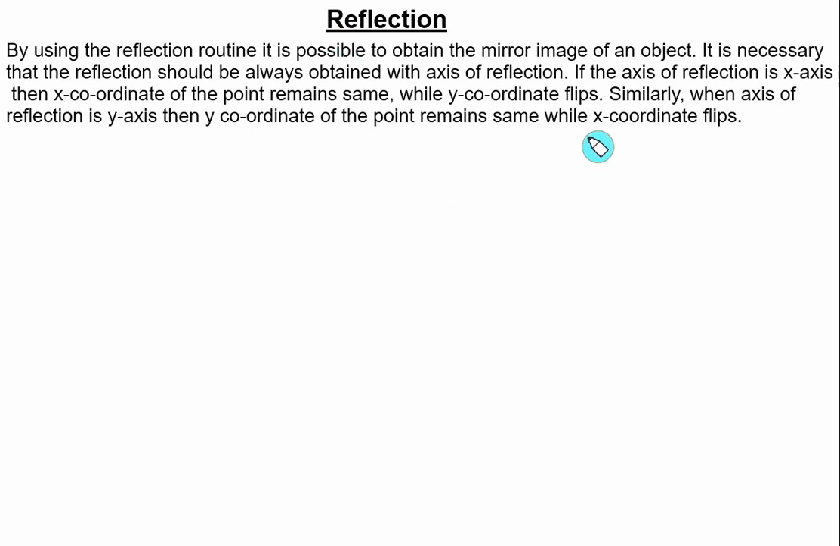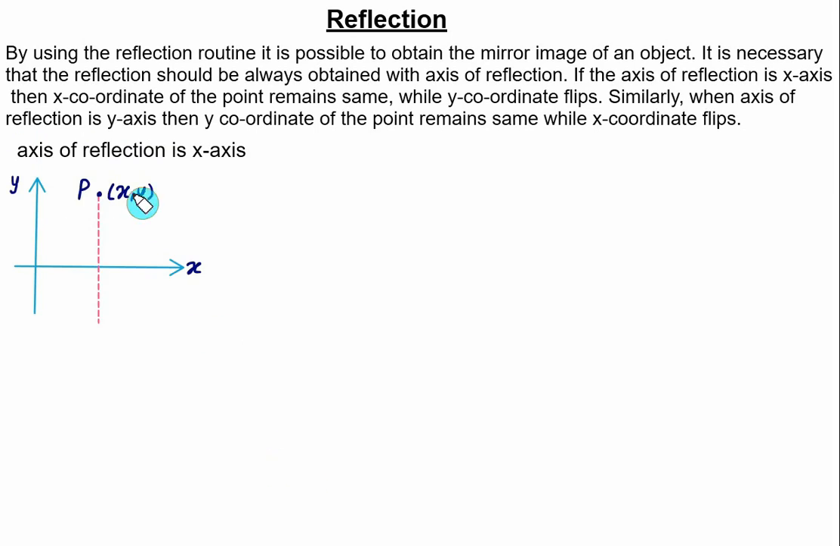Suppose the axis of reflection is the x-axis, then the x-coordinate of the point will remain the same while the y-coordinate will flip. Similarly, when the axis of reflection is the y-axis, then the y-coordinate of the point will remain the same while the x-coordinate will flip. So consider here a point P which has coordinates x, y, and we want to take the mirror image about the x-axis.